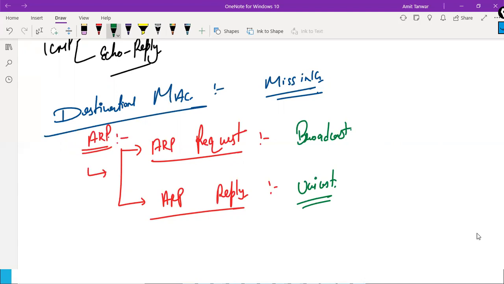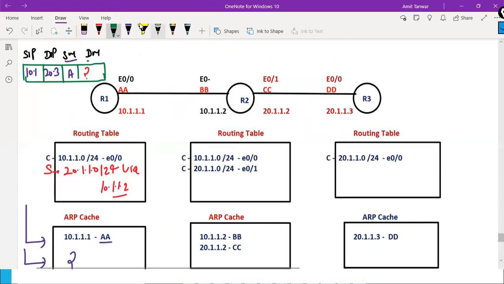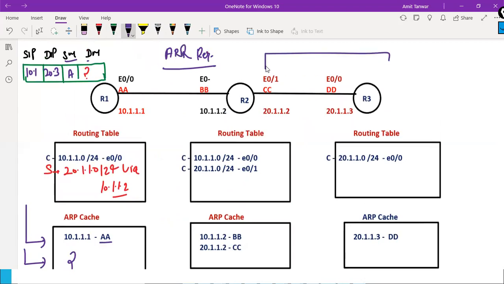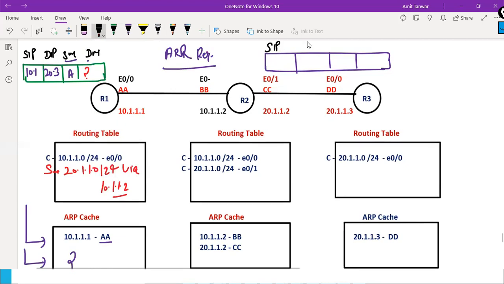Okay, so what happens now? Router 1, in the place of the ICMP echo request, will now generate an ARP request. This is the ARP request packet format: source IP, destination IP, source MAC, destination MAC.